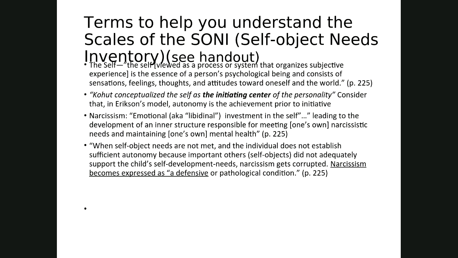Terms that help you understand the SONI self-object needs. So the self is, and this is from the first page of the handout, a process or a system that organizes one's subjective or personal experience, right? It's the essence of one's psychological being. It consists of sensations, feelings, thoughts, memories, goals, wishes, fantasies about oneself and the world. That's the self. It's all that we use to understand the world. The self is the initiating center of personality. Consider what this means for Erikson's model. Until you've got a cohesive self, it's hard to take initiative and act, to take direction.